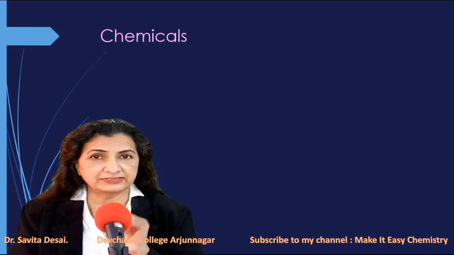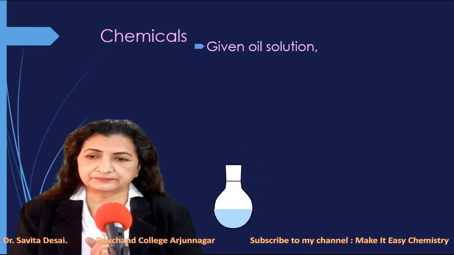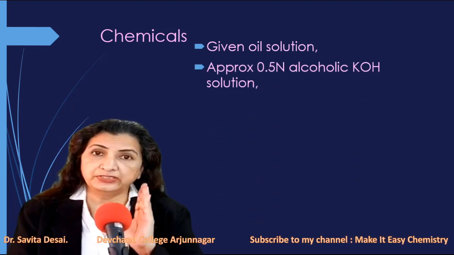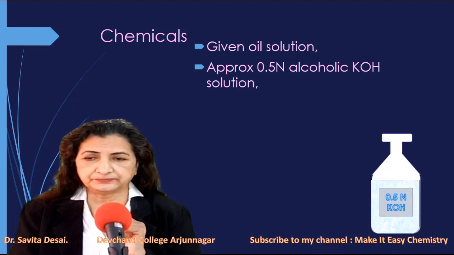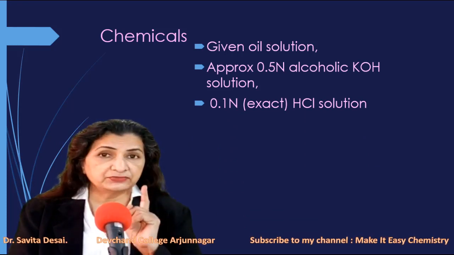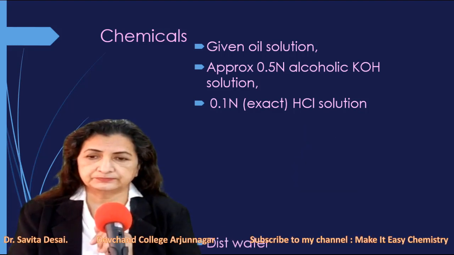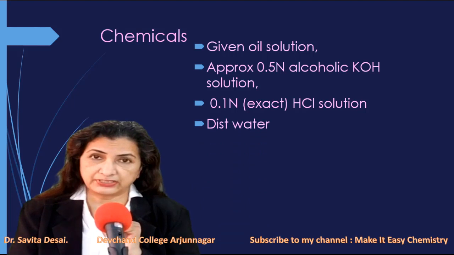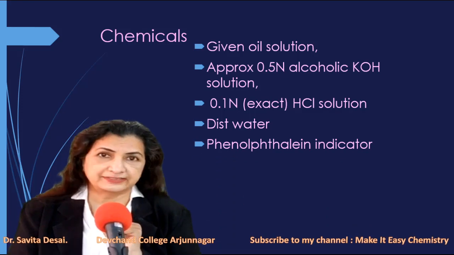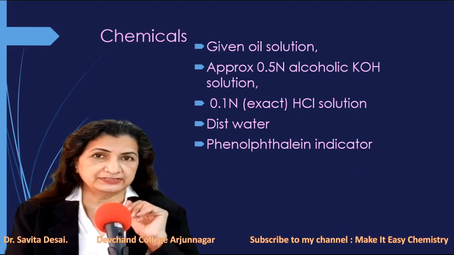The chemicals required for this estimation are the given oil solution in the round bottom flask. We need approximately 0.5 normal alcoholic KOH solution. Then we need exactly 0.1 normal, that is standard HCl solution. Distilled water is required for dilution, and phenolphthalein indicator for the titration. So these are the different chemicals required for this estimation.